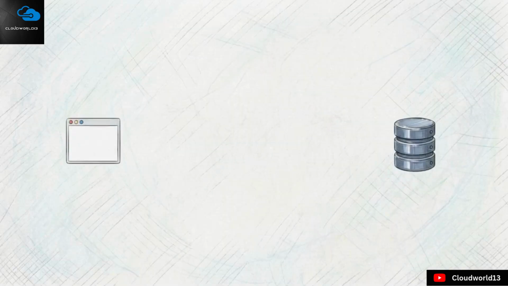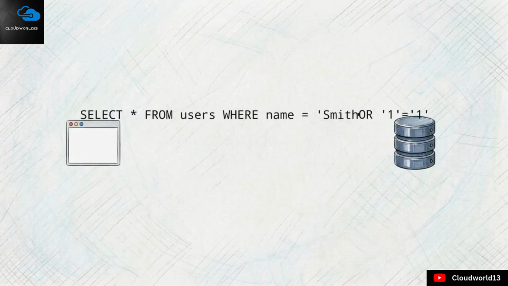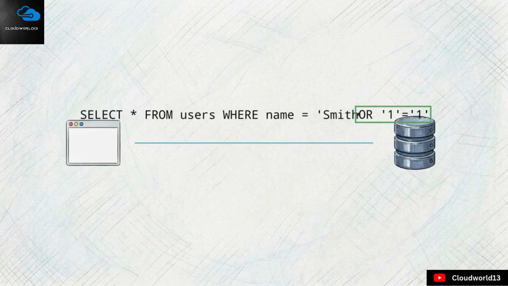This diagram illustrates the mechanics of a Boolean logic bypass. The goal is to manipulate the query so it always returns a true result. Pay close attention to this highlighted section at the end, or 1 equals 1. The attack relies on that first single quote. When injected into an input field, it acts as a termination command.